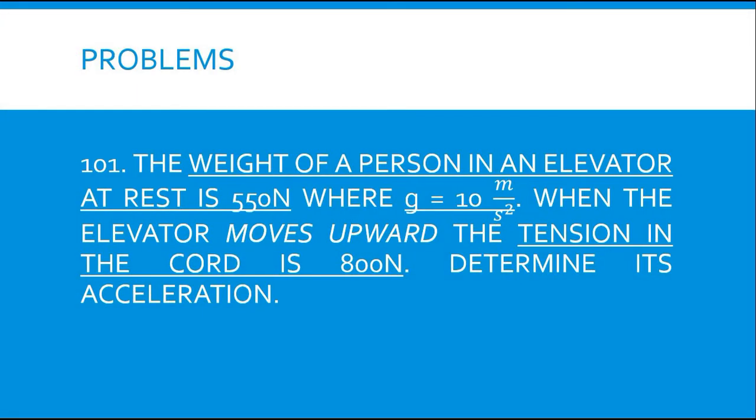So this is an example problem. The weight of a person in an elevator at rest is 550 Newtons, where g is equal to 10 meters per second squared. When the elevator moves upward, the tension in the cord is 800 Newtons. We must determine its acceleration.